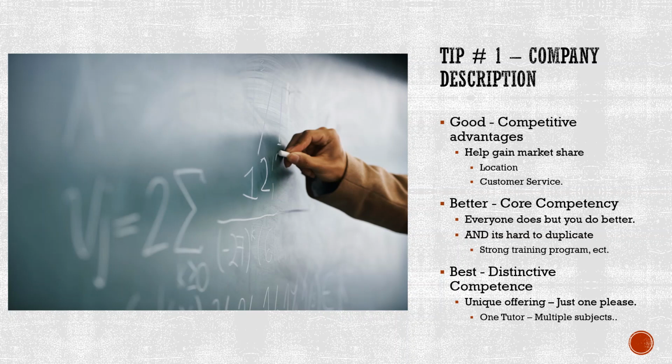And finally, even better, in your competitive advantage section, identify a distinctive competence. A distinctive competence is going to be a unique offering that no other company in your area does. For example, with tutoring, it could be that you have one tutor that just does multiple subjects and they're very good at that. So when you're writing your competitive advantage section, try to identify a distinctive competence to include. If you can't, then go with a core competence. And if you can't identify a core competence for your company, then identify some of the competitive advantages that are going to help you gain market share.